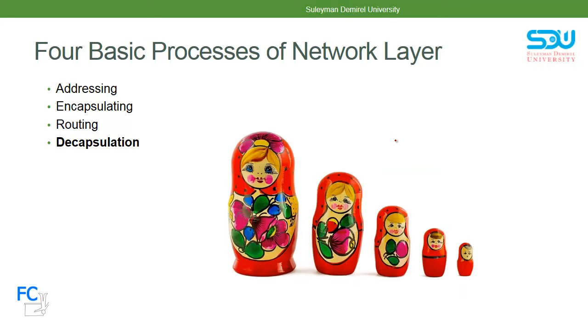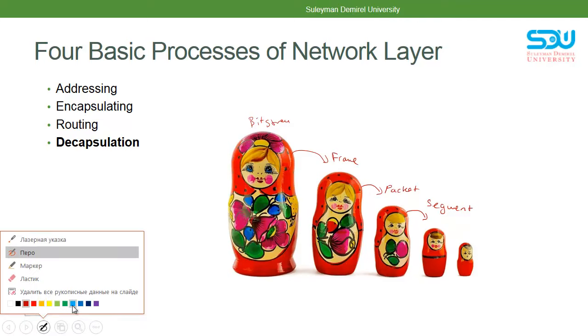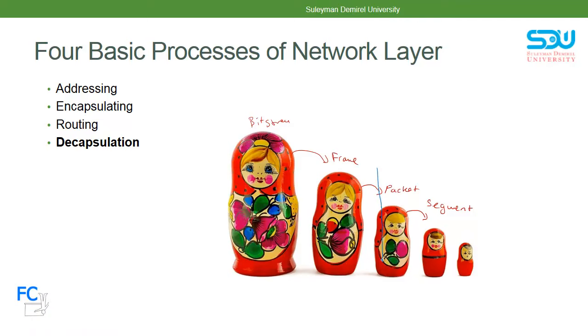The network layer is responsible for encapsulation, and also for the decapsulation process. If we take a look, this is the bitstream, decapsulated till the frame, and the frame decapsulated till the packet, and the packet decapsulated till the segment or the datagram. So the role of the network layer is to make decapsulation from packet to segment. And when it's making encapsulation, it is responsible for encapsulating the segment into the packet.